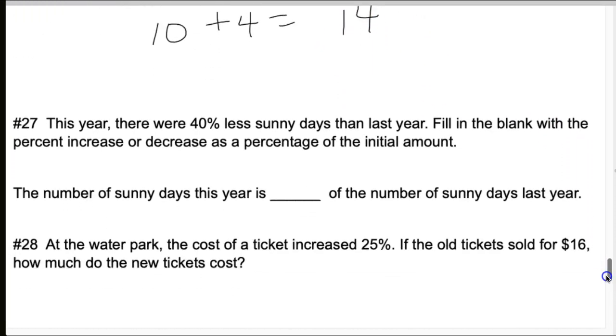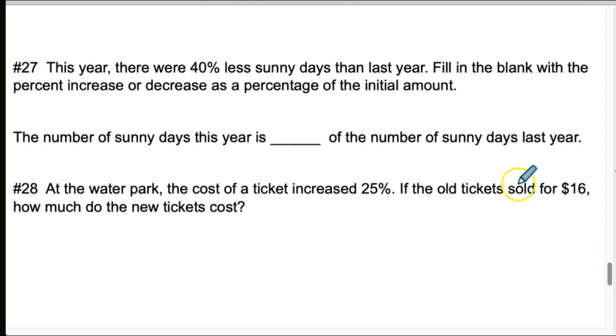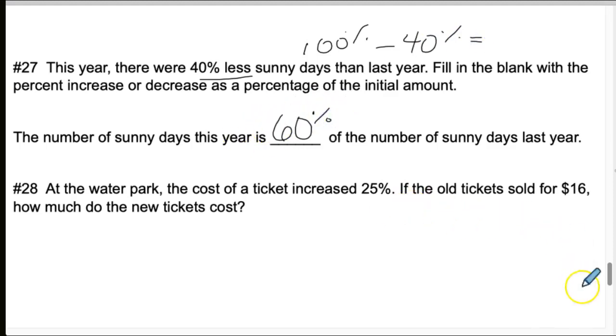This year, there were 40% less sunny days than last year. Fill in the blank with the percent increase or decrease as a percentage of the initial. The initial was last year. So initial was 100%. This year, the number of sunny days is what percentage of the number of sunny days last year? Well, this year it's 40% less. So we're going to take away 40%. That means that this year is 60% of the sunny days of last year.